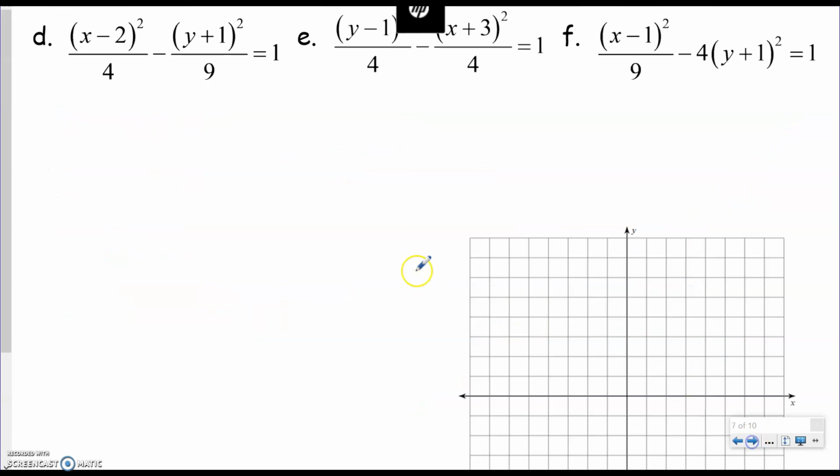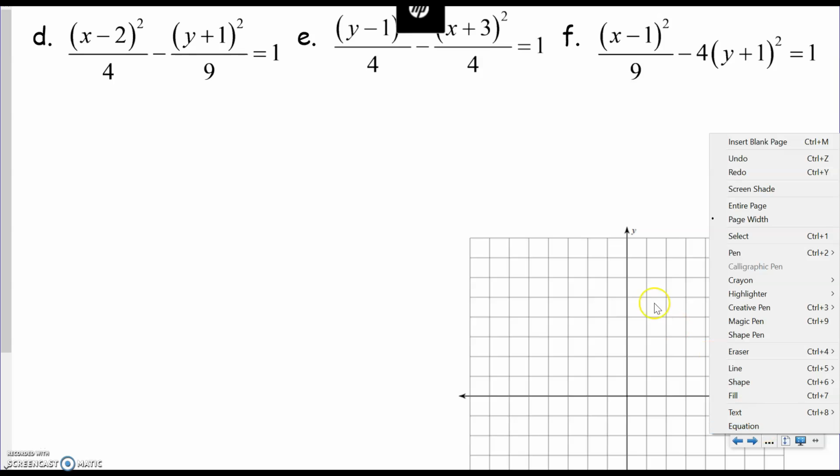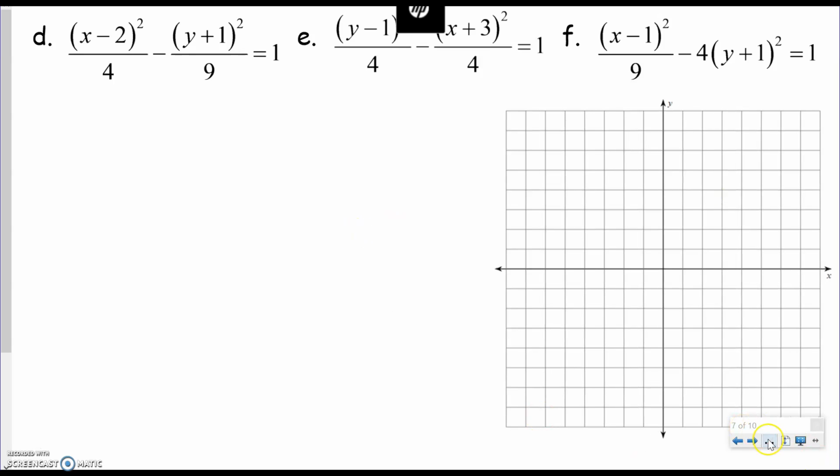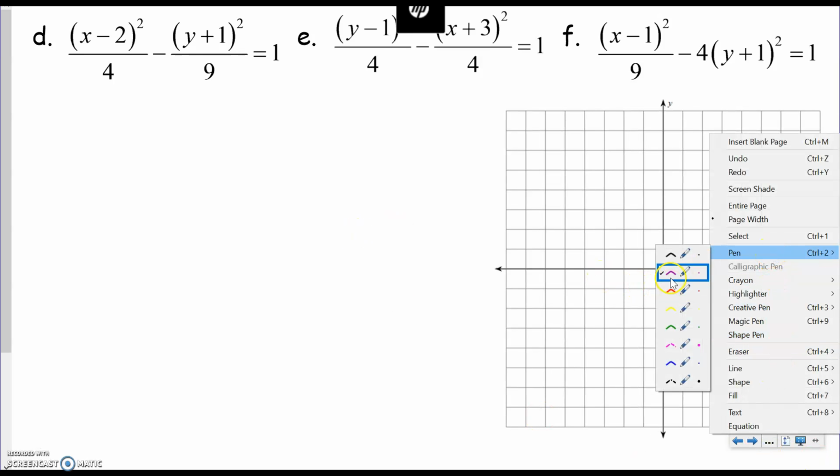Let's do another one. For this one, I'm going to go ahead and do D. Actually, I'm going to do E. And then I'm going to show you a trick for F, just so you can kind of get used to seeing something like that. It does pop up every once in a while.